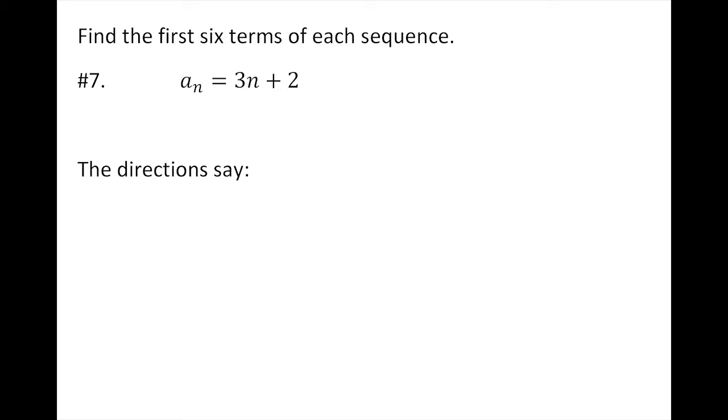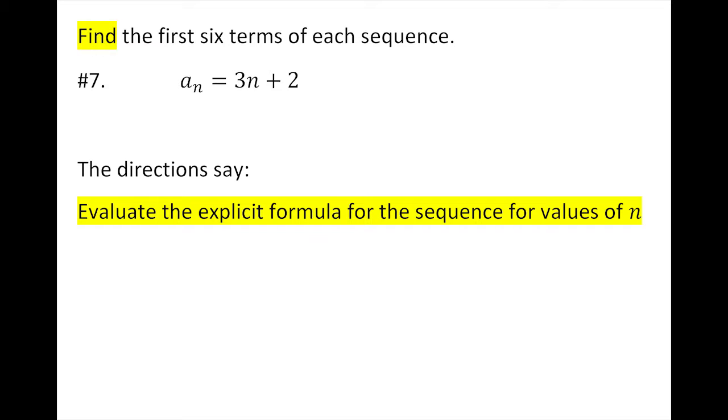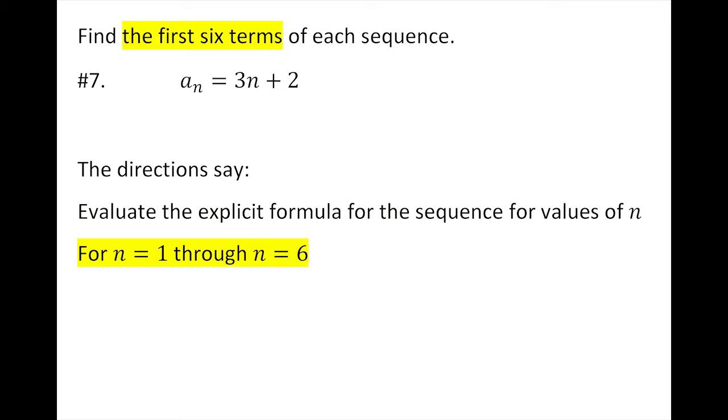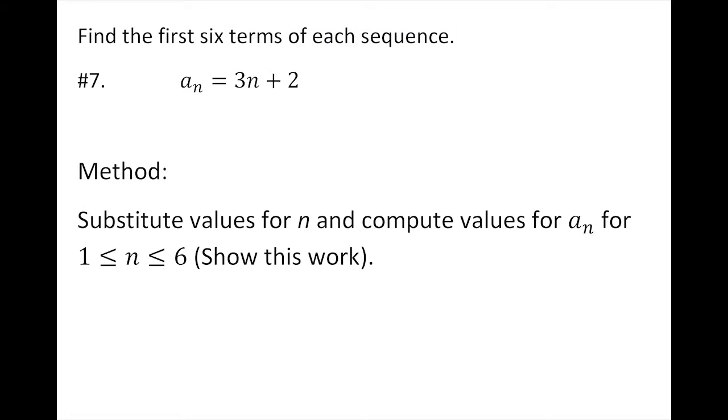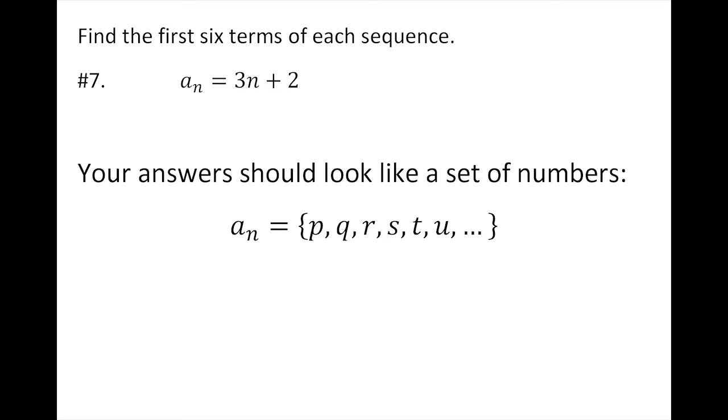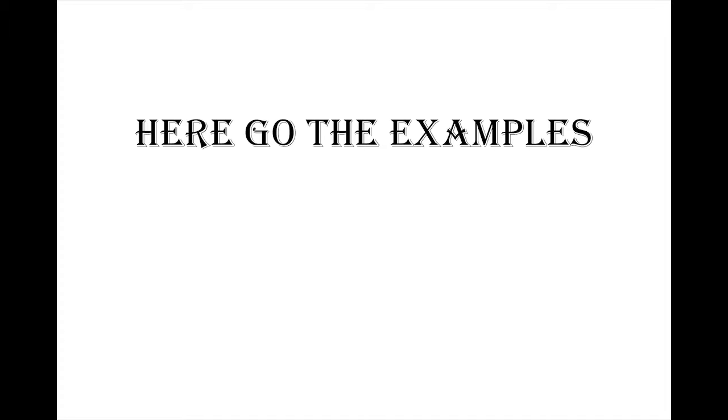First, these say, find the first 6 terms of each sequence. These directions mean that we're going to evaluate the explicit formula for the sequence for the values of n. We're going to find values n equals 1 through 6, and we're going to write that as an ordered list or a set. So we're going to substitute values for n and compute values for the term. Your answer should look like a set of numbers. Let's go.